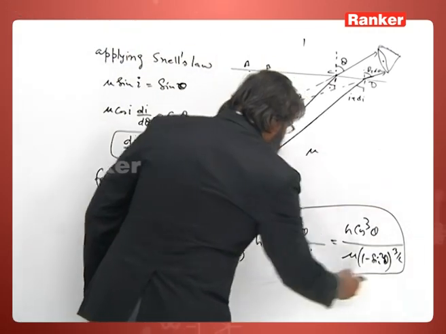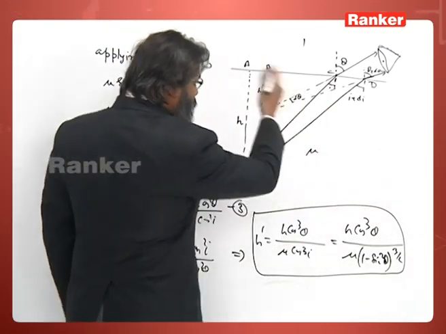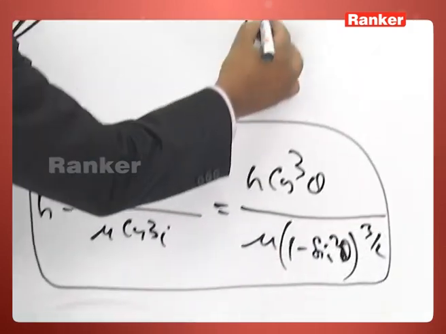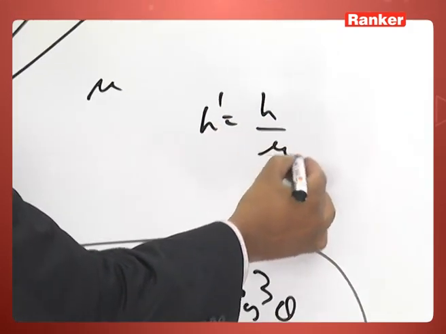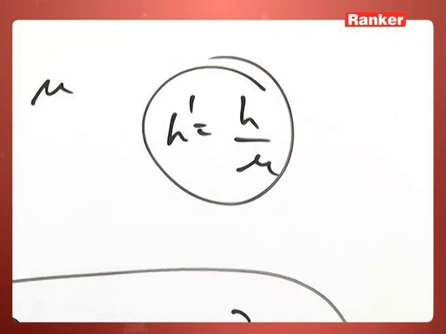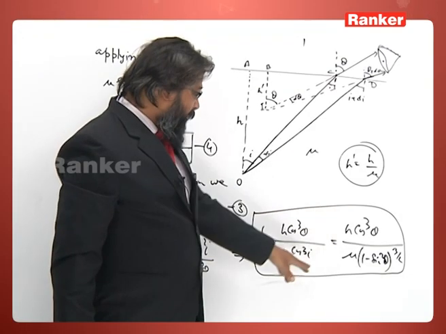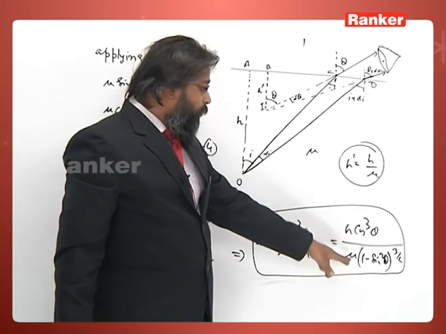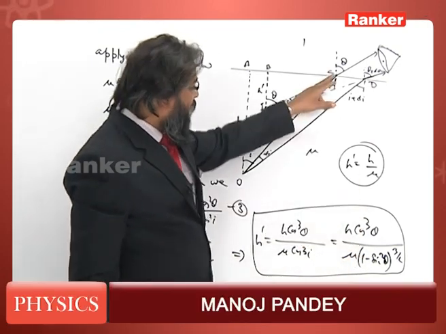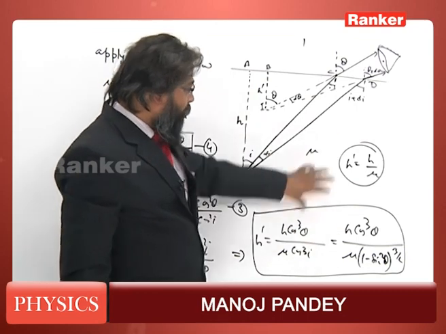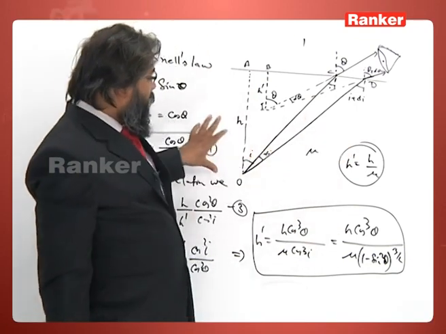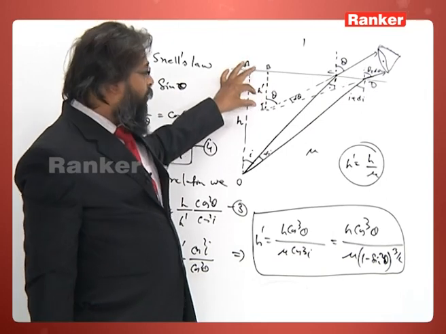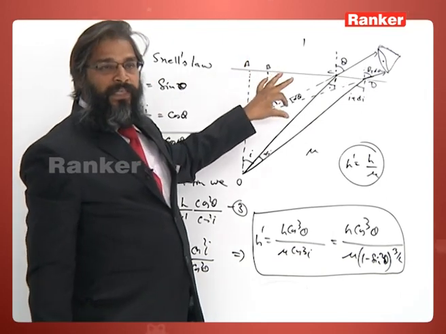So you see, in my previous result, when it is normal incidence, H dash was equal to H by mu simply. But now H dash is related to H by mu, and theta will be there. So you see, when I put theta equal to 0 degree, we get my previous expression. So this is how the image formation for oblique incidence will take place.